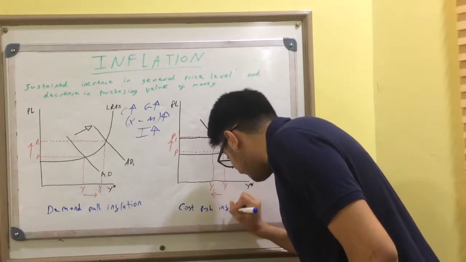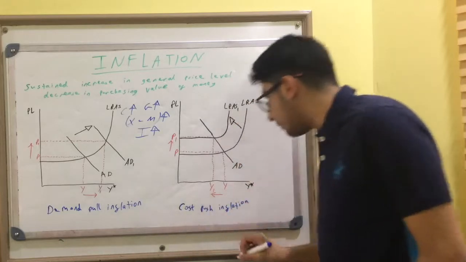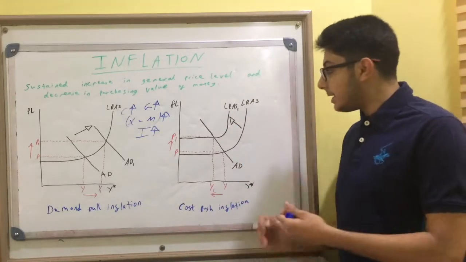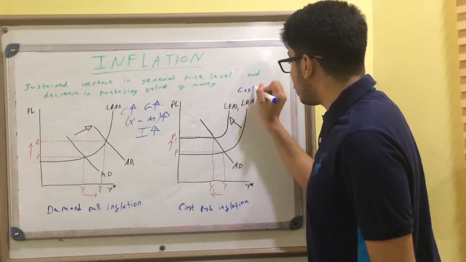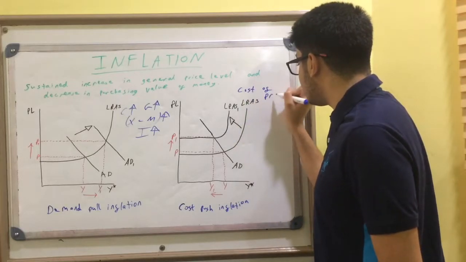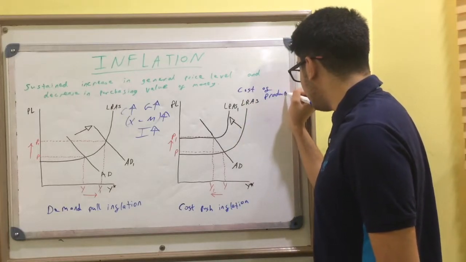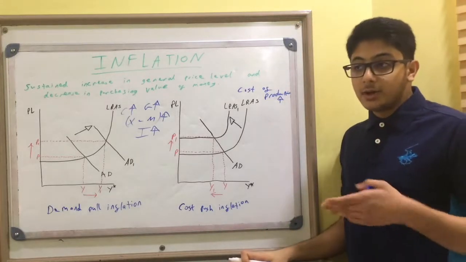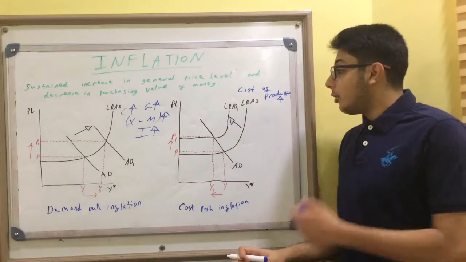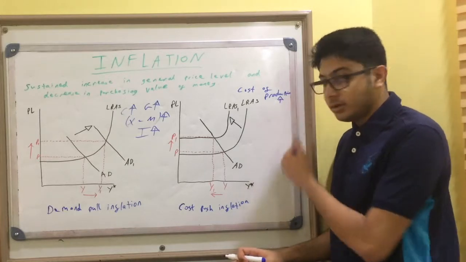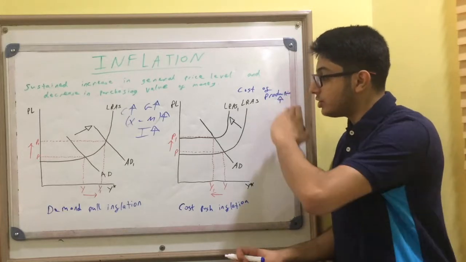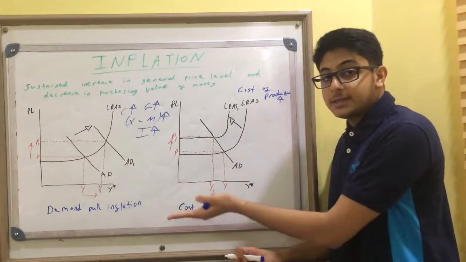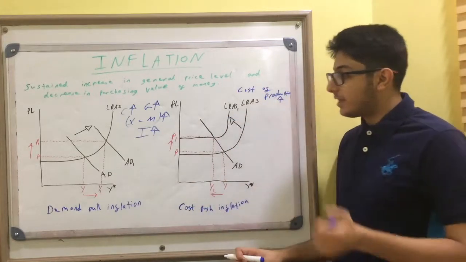Because what shifts long-run aggregate supply to the left? It is an increase in the cost of production. So for example, if the government starts increasing tax, that will be an increased cost of production. So aggregate supply will shift to the left and prices go up, causing inflation.